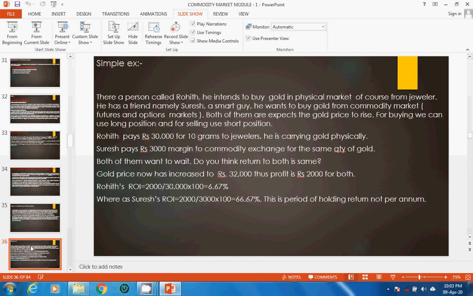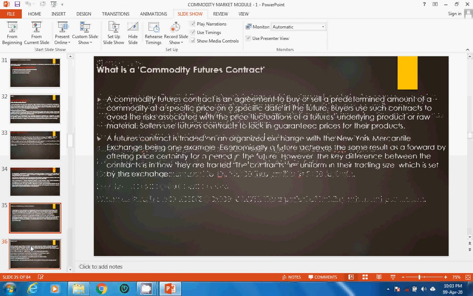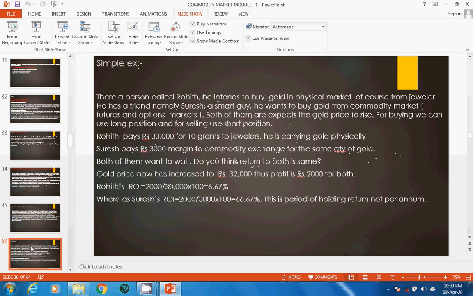So now let's understand the commodity futures contract with an example, to have clarity of this concept. There's a person called Rohit. He intends to buy gold in the physical market, from a jewelry shop. He has a friend, Suresh, a smart guy, who wants to buy gold from the commodity market with the futures and options market. Both of them are expecting the gold price to increase. For buying, we can use a long position, and for selling, we can use a short position in the commodity market.